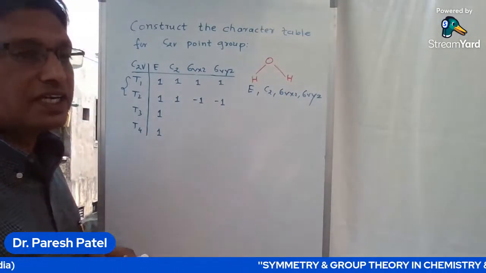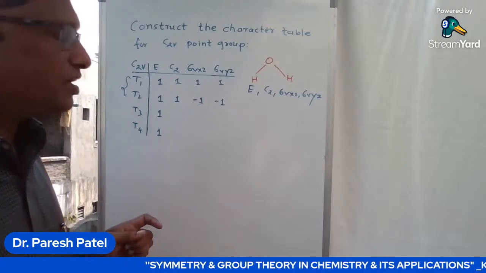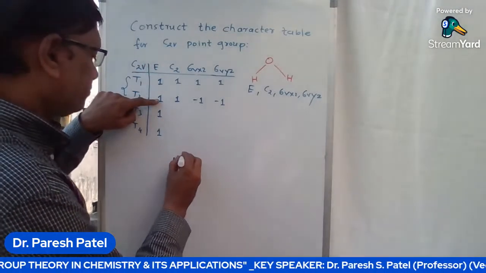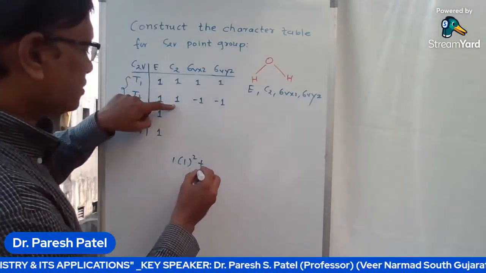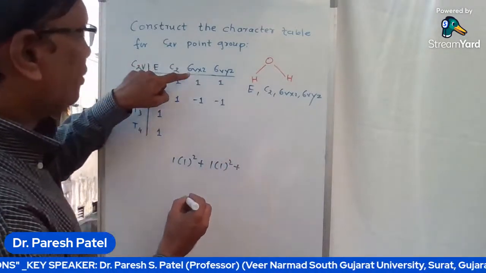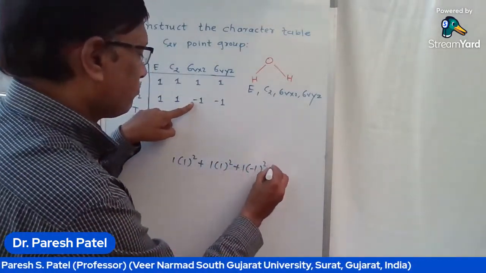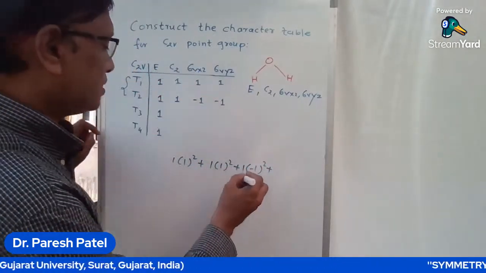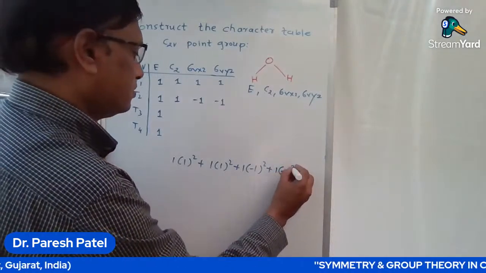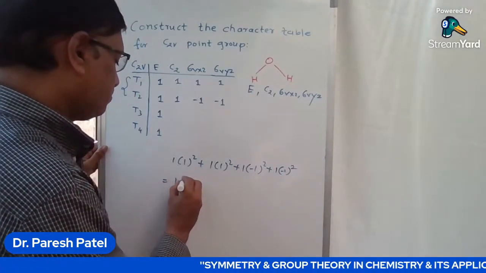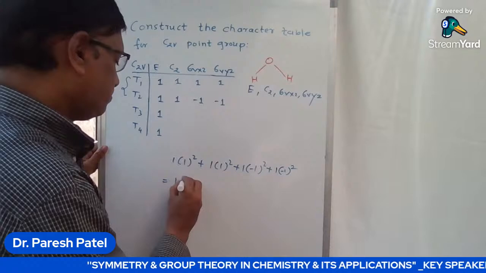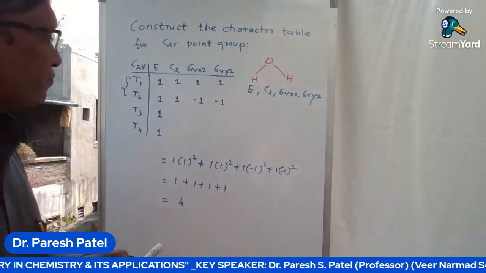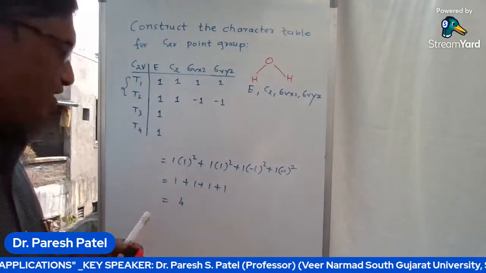But does this satisfy the characteristics number 3? What is the characteristics number 3? The sum of the square of the character is equal to order of a group. So 1 into 1 square plus 1 into 1 square, 1 into minus 1 square plus 1 into 1 square, 1 into minus 1 square is equal to 1 plus 1 plus 1 plus 1 is equal to 4. So second irreducible representation is 1, 1, minus 1 and minus 1.